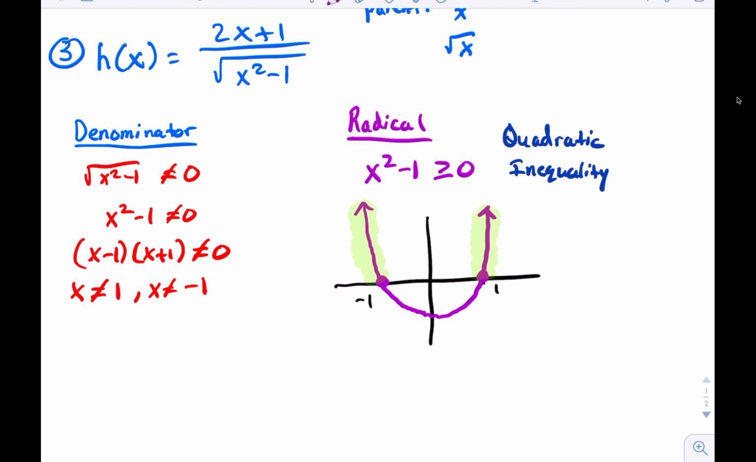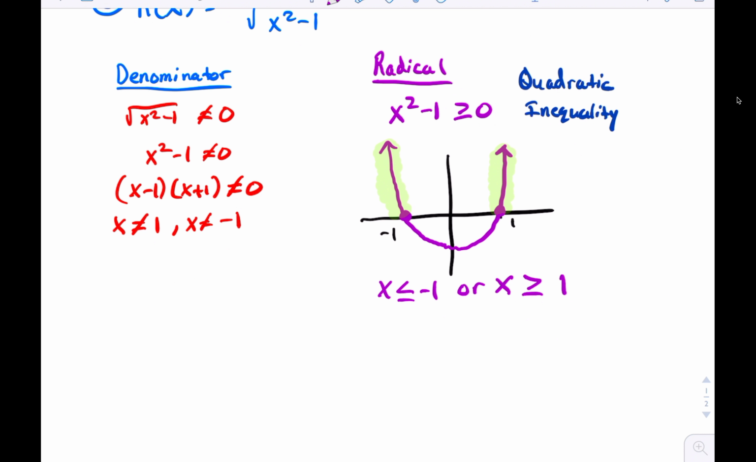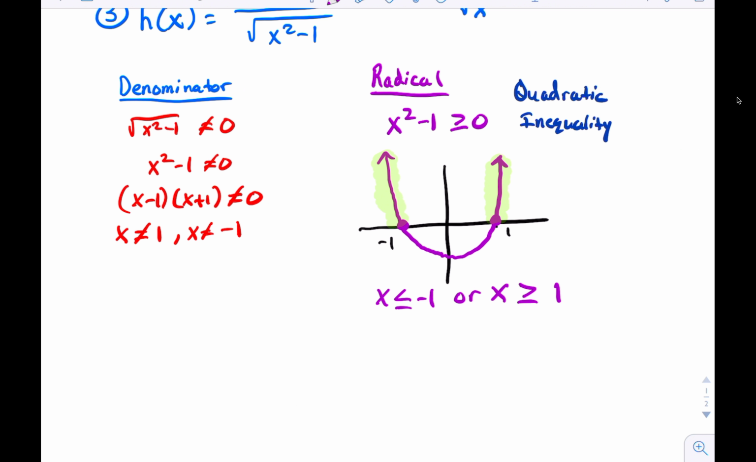If I'm looking at negative 1, the part of the graph that's positive is all the x values less than negative 1. So it's x is less than or equal to negative 1. And then it's just the opposite for the other part. All the x values greater than 1 are going to make x squared minus 1 positive. So that would be like that. So from just using the radical, I figured out that I'm allowed to use values less than or equal to negative 1 or greater than or equal to 1.